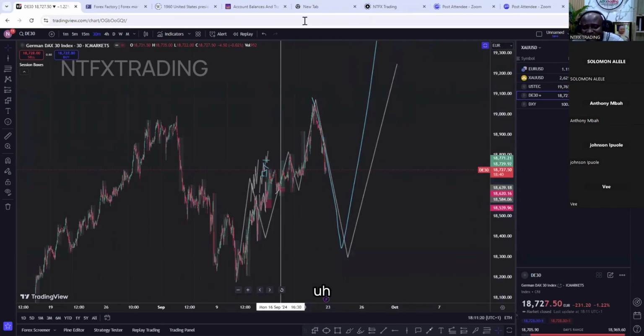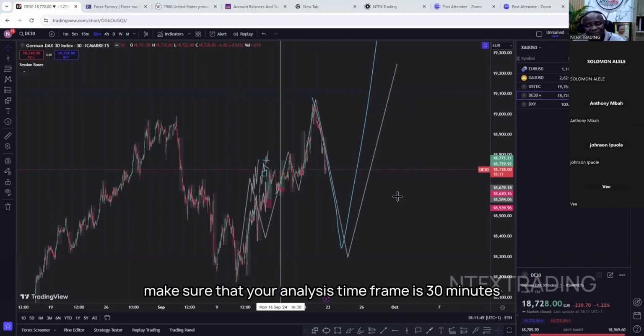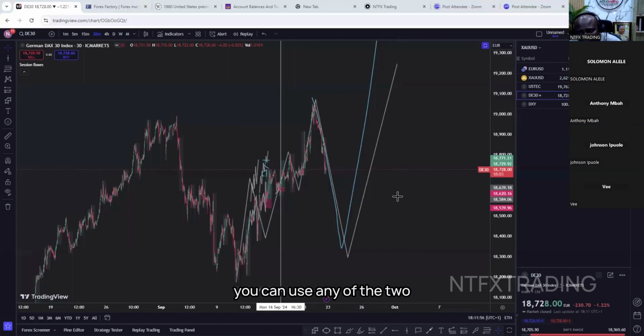You said we can use any time frame, either 30 or 15 minutes? Yes, use either 30 or 15 minutes. But most of the time, I use 30 minutes so that I can be sure of when that injection has really happened. If you are using 30 minutes to get that injection, make sure that your analysis time frame is 30 minutes. If you are using 15 minutes to catch your injection, make sure that your analysis time frame is 15 minutes.